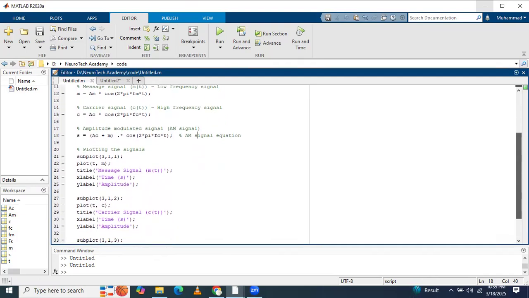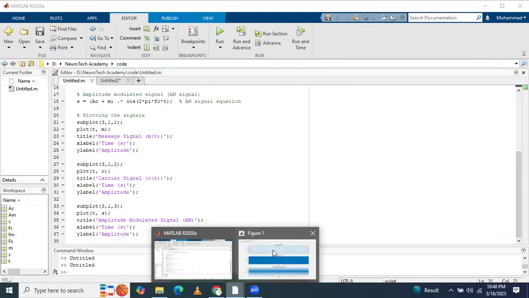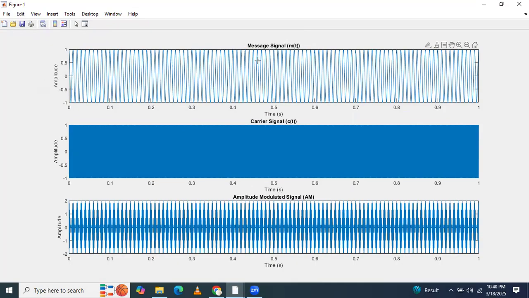So you have to plot first. In the first plot, there will be your message signal, and then there will be the carrier signal, and then there will be the amplitude modulated signal. So let me plot this. Okay, you can see that this is your message signal, this is your carrier signal, and this is your amplitude modulated signal. You can see that the amplitude is changed.